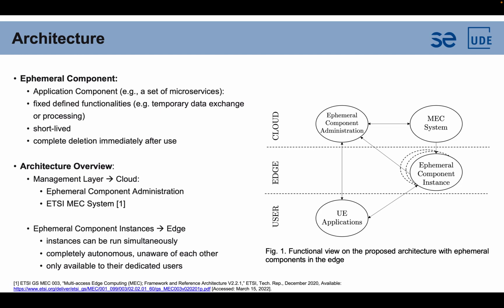The second building block is an implementation of the ETSI multi-access edge computing reference architecture. This system level of the MEC architecture includes a user application lifecycle management proxy and an orchestrator to trigger application instantiation and termination within the edge environment. The ephemeral components are deployed as close as possible to the user equipment. Several instances of the ephemeral components can be running simultaneously but completely autonomous, unaware of each other, and only available to their dedicated users. So next I would like to present our proposed architecture based on a use case.